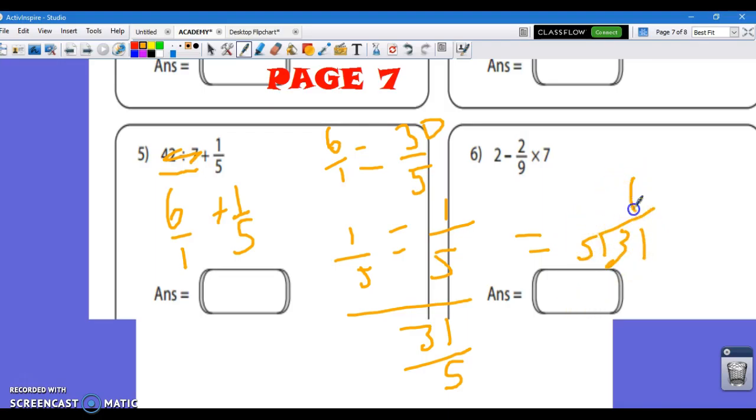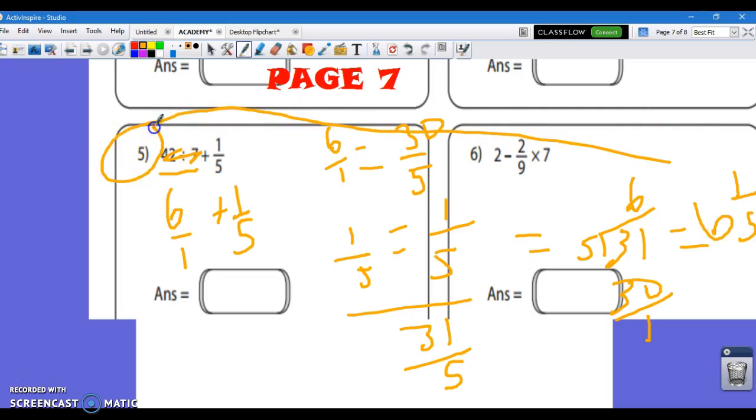5 will go into 31 6 times. 6 times 5 is 30, with 1 left over. Now you have 3 parts you need to make your mixed number. 6 1/5. And remember, that was for this answer right here.